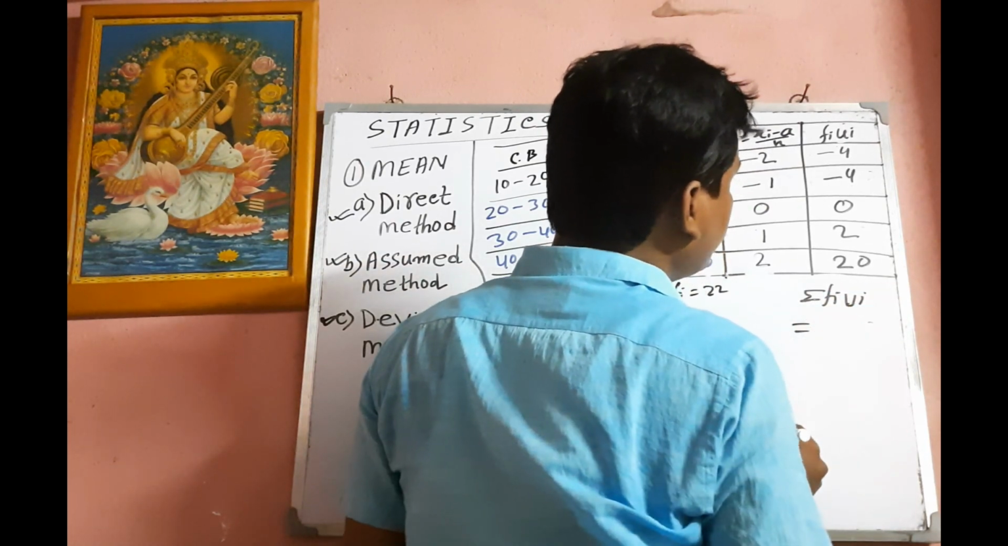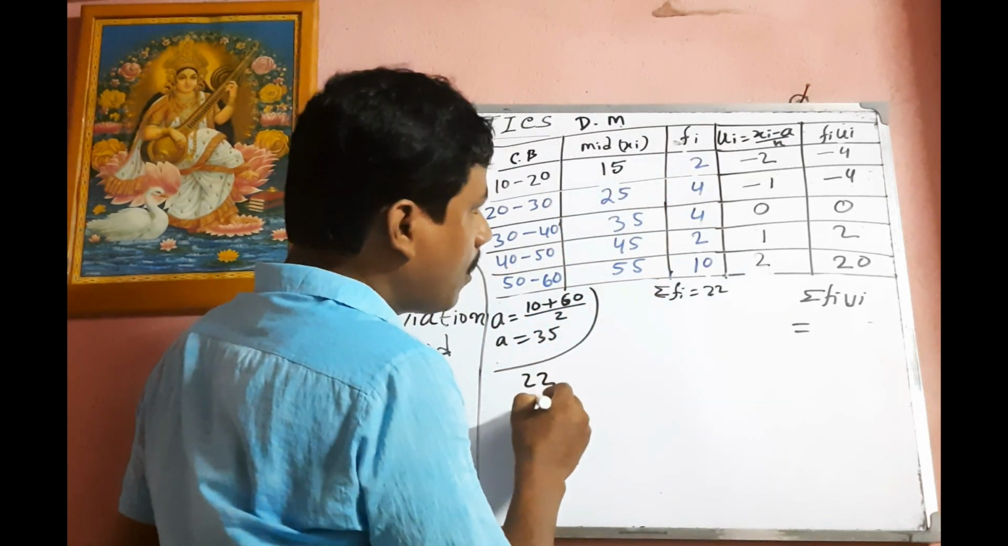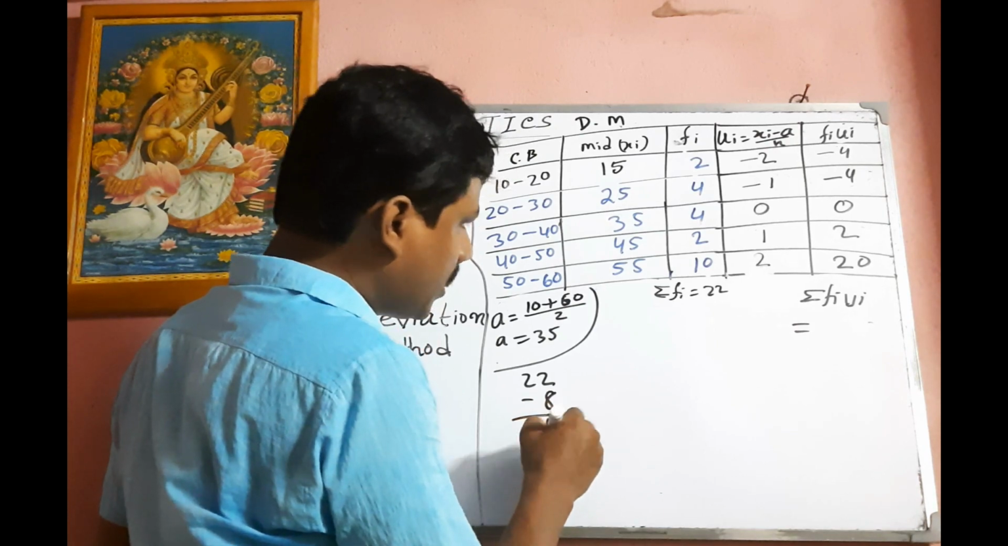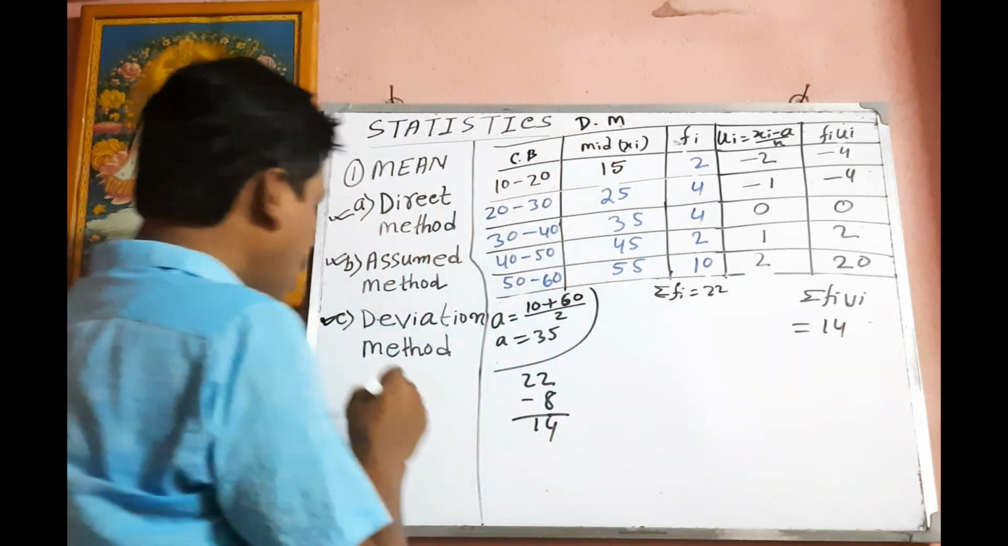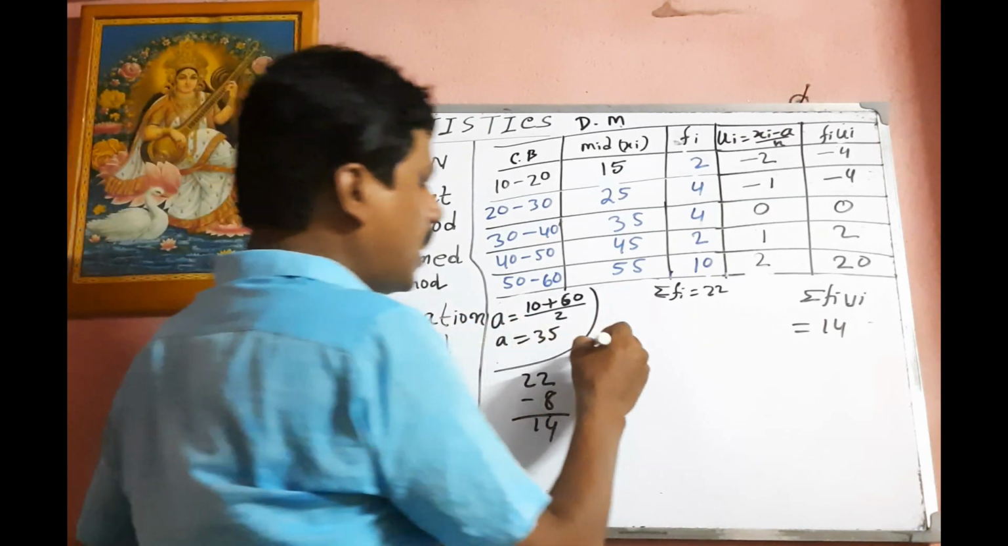Now the sum of fi ui is equal to 22 minus 8, then we get 14. This is the 14.